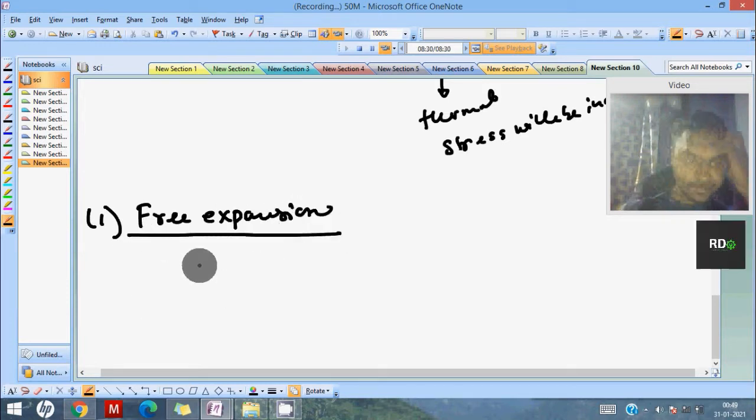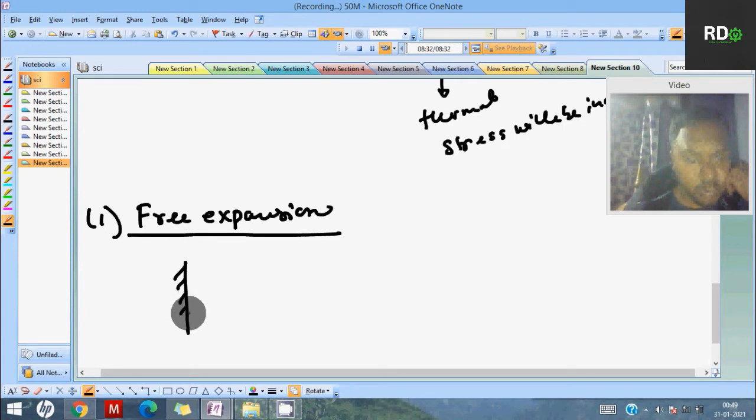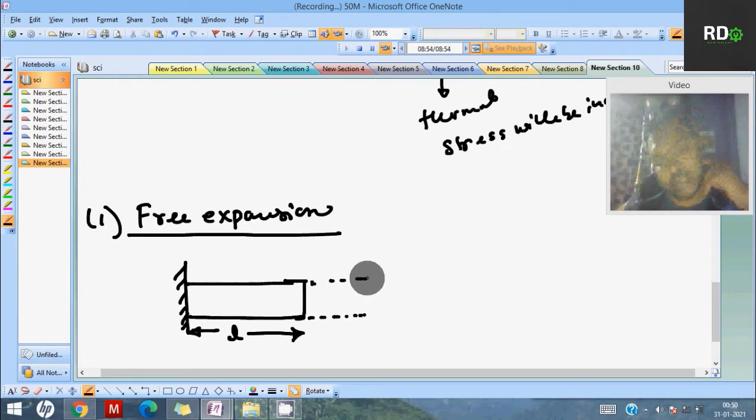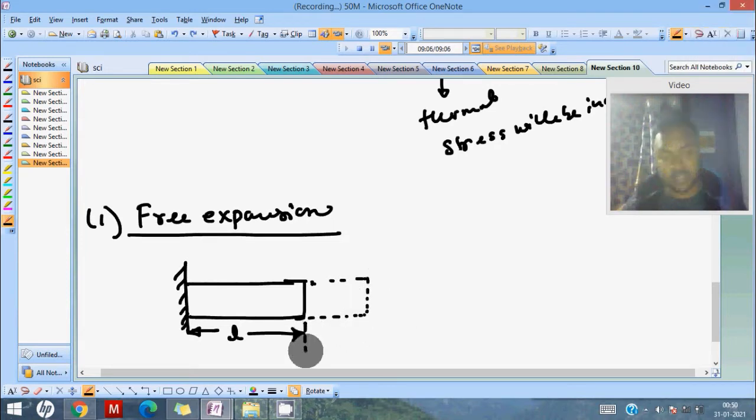Let me draw the figure. Here, this is the L. Okay. See, there is no support at the right hand side of the beam, right? It is allowed freely, right? Free expansion is allowed. Okay. So this is delta L. We are allowing the complete change in length due to the change in temperature.